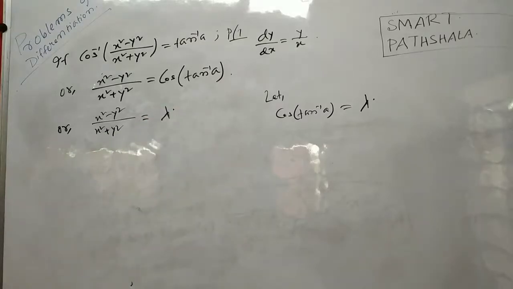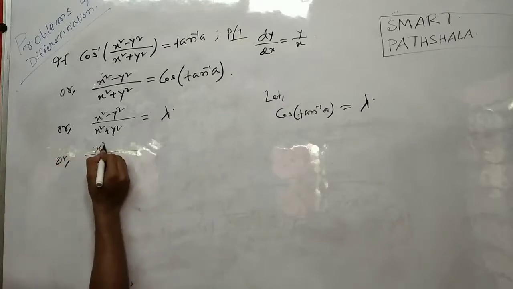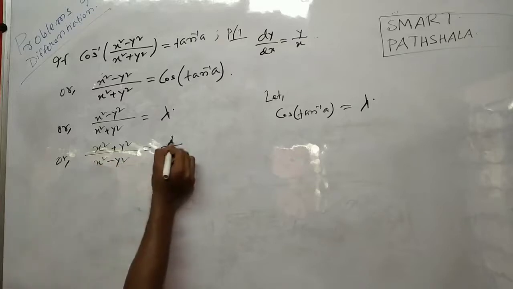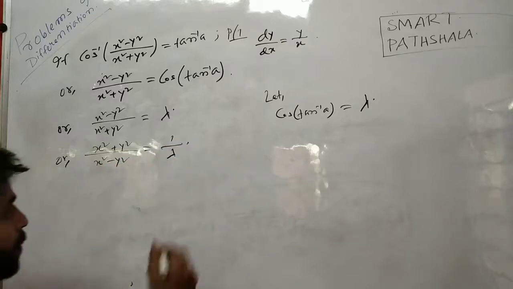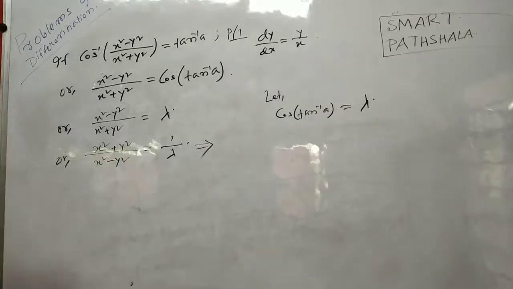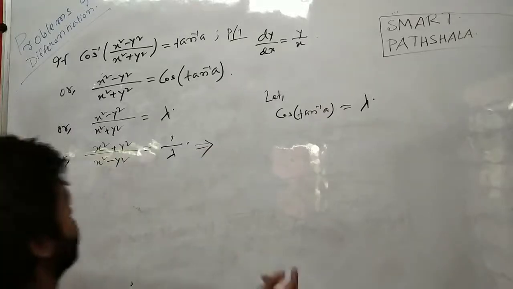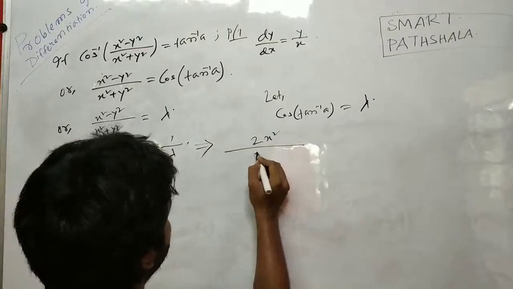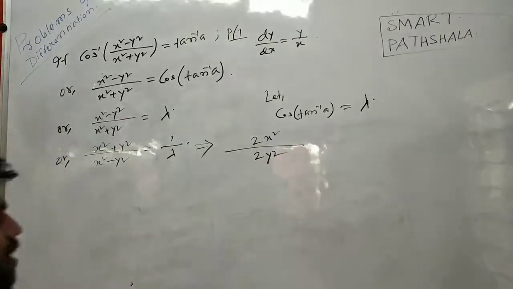Okay, now that's again true. Now we just do one thing, reciprocate both sides. What you will have is this term. Now apply componendo and dividendo process. So what you will have after applying componendo and dividendo is quite surprising, right?